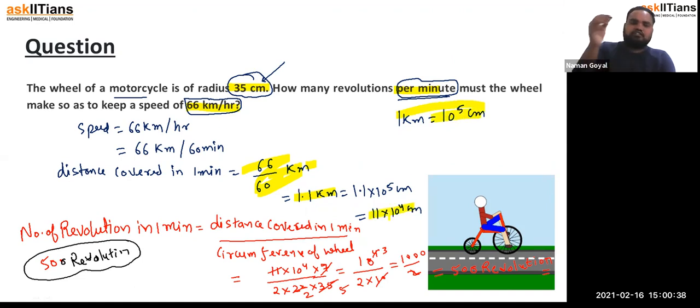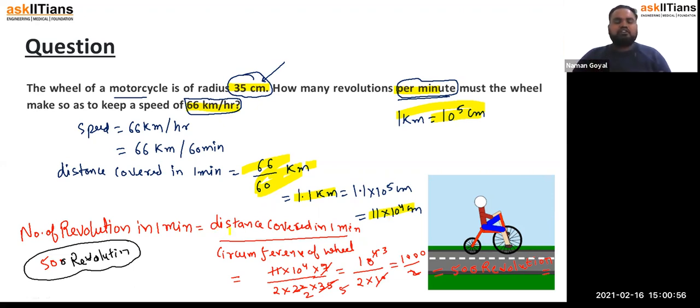Now, what is the question asking for? Number of revolutions. It is not asking how much distance he has to cover in 1 minute to maintain the speed of 66 kilometers per hour. The question is not asking for that. The question is only asking for the number of revolutions, right? Are you getting my point?